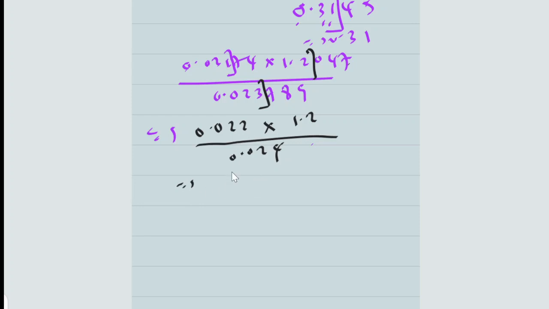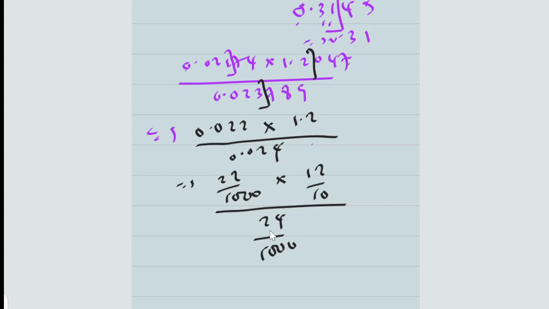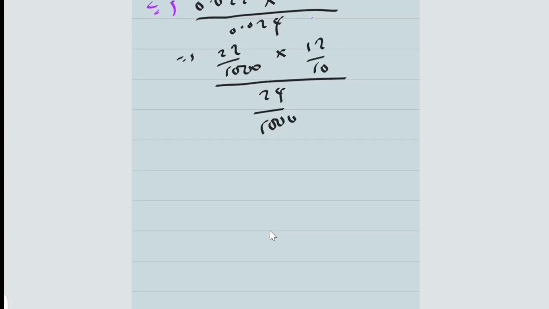You can see this, we can write this as 22 divided by 1000, right? Multiply by 12 divided by 10. If you convert it to fraction, then divided by what? 24 divided by 1000. I don't want to have decimals so that we can easily add and subtract. I hope you understand now. We can easily multiply and divide.